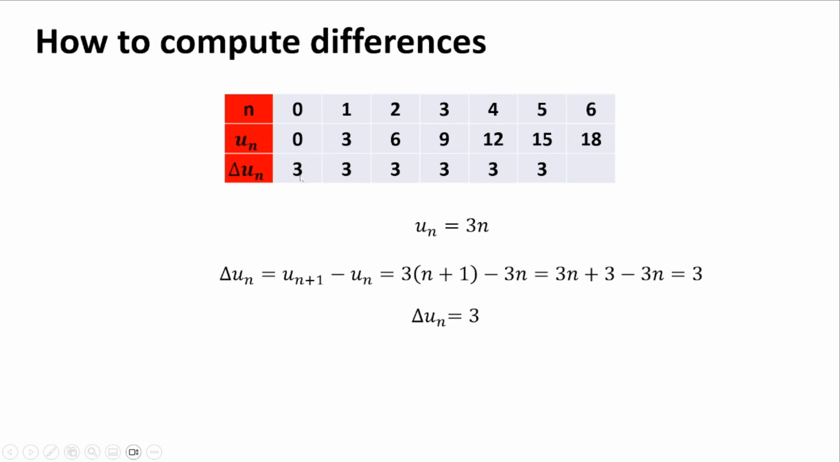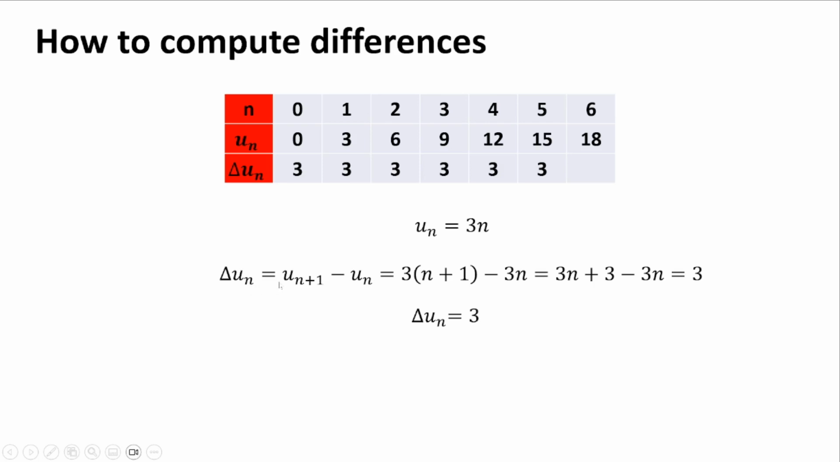So if you take the forward difference, you will have 3 minus 0, which gives us 3. So we put 3 here, and so on. We'll get that all the outputs in the difference will be 3, which can be computed from here. We have u_n equals 3n.